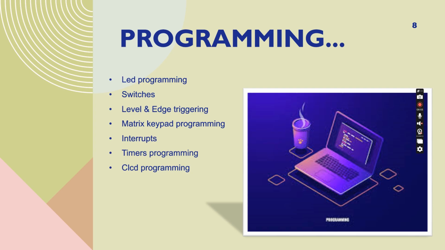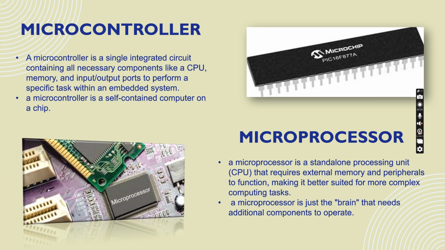Then after this we learn about different peripherals programming, such as LED programming and switches. That means if we press the switch, then the LED is blinking. Then programming for level and edge triggering, programming for matrix keypad, programming for interrupts, programming for timers, programming for CLCD, etc. Then we learn the basics of microcontroller and microprocessor.